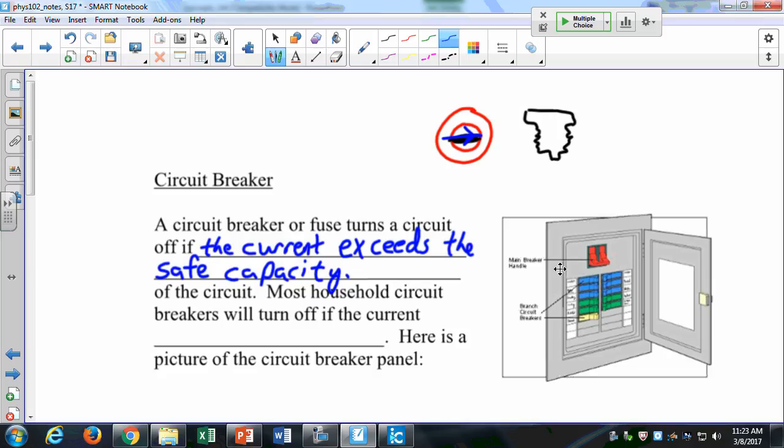You can tell if you look on your circuit breaker, usually on these switches right here, there'll be a number. It'll say 15 amps or 20 amps, or maybe you have a 30 amp circuit. That means that the wires in your wall are rated to handle 15 or 20 or 30 amps, as well as the actual breaker itself. So most will turn off if the current I total is more than 15 or 20 amps.